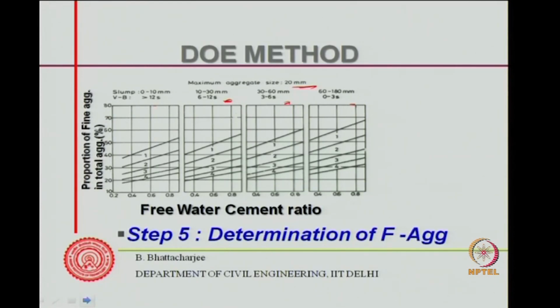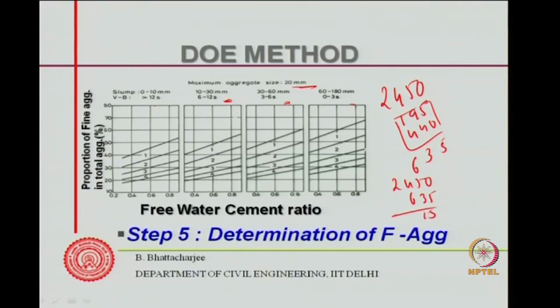So, if I know my wet density was 2450, water was 195 just for the sake of understanding, and cement was 440, the sum total of these two is 635. So 2450 minus 635 is 1815. 1835 would have been the aggregate content, total aggregate content. Now, out of which how much is the fine aggregate content? That will depend upon the proportion of fine aggregate by mass in total aggregate, and this depends upon what my slump is.